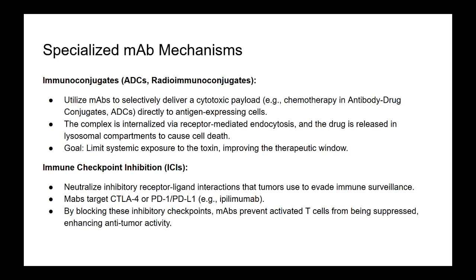Monoclonal antibodies can serve as advanced targeting agents, enabling treatments that are not possible with small molecules alone. One such application involves immunoconjugates, which include antibody-drug conjugates, radioimmunoconjugates, and immunotoxins. These antibodies can be used to deliver toxic agents specifically to cells expressing certain antigens. For example, antibody-drug conjugates consist of an antibody bound to a chemotherapy drug.